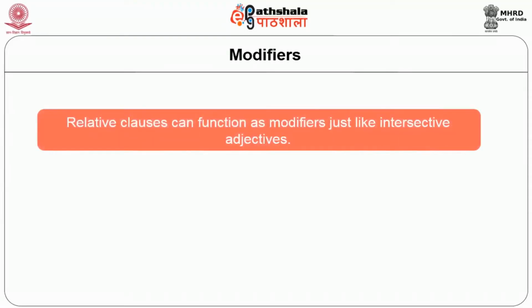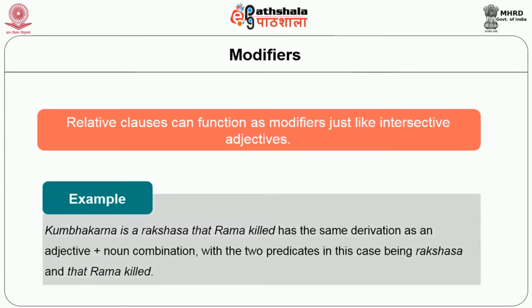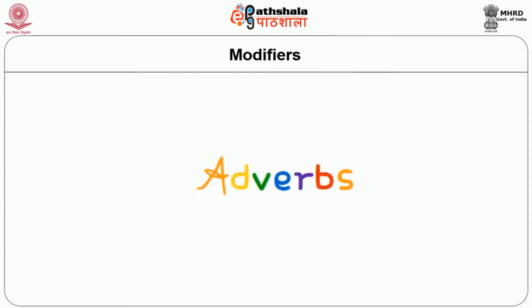Relative clauses can function as modifiers just like intersective adjectives. For example, "Kumbhakarna is a Rakshasa that Rama killed" has the same derivation as an adjective plus noun combination, with the two predicates in this case being "Rakshasa" and "that Rama killed." Another set of modifiers are adverbs.